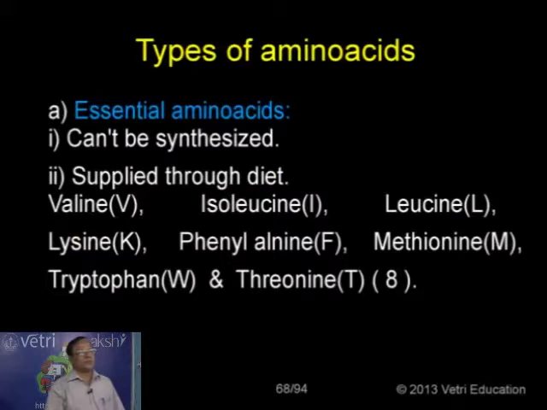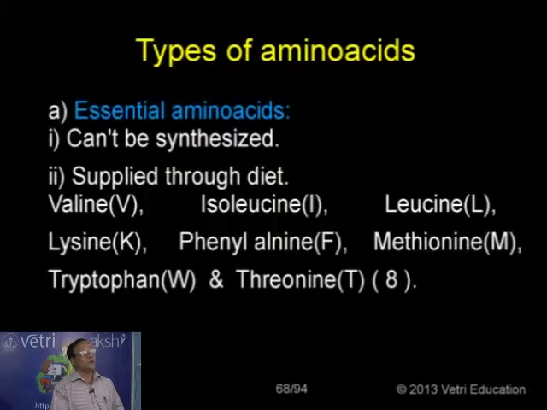Now, types of amino acids. Based on the nature of the requirement, whether it can be normally added to the diet or whether it can be synthesized by the body or not, accordingly we can classify the amino acids into different types. Basically, there are two types of amino acids according to whether they can be synthesized or must be added to the diet. One, essential amino acids, and two, non-essential amino acids.